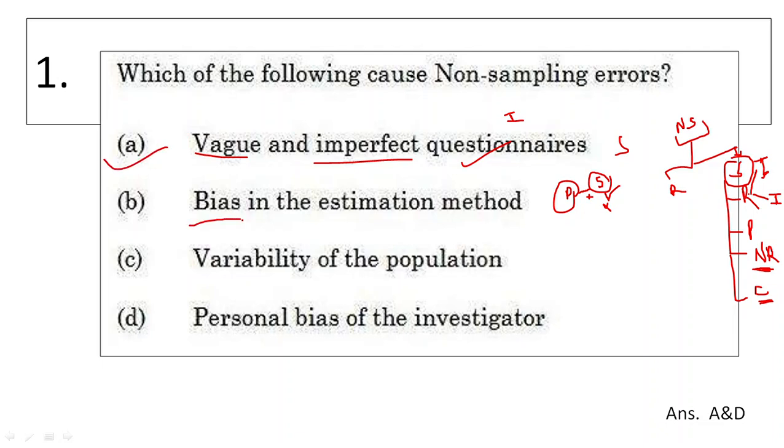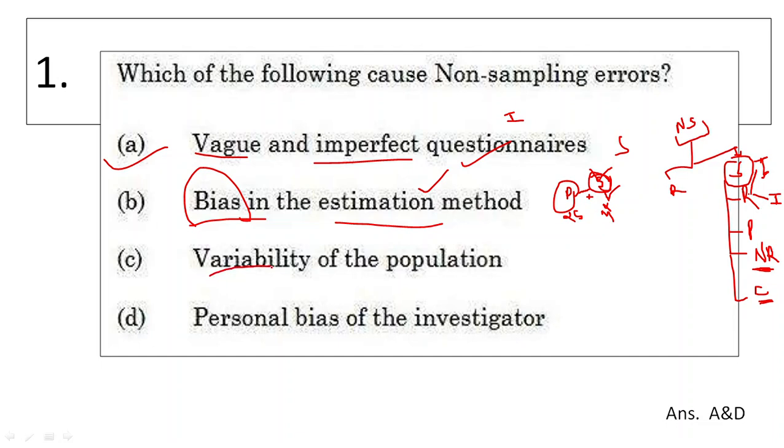Then comes the bias in the estimation method. Estimation is that you are estimating that a characteristic of the population is represented by the sample. Say the mean of the sample is 25, that means that this 25 is the mean of the population as well. But if there's bias, if there's error in the estimation method, in the estimation process, then that is a sampling error, because there's a bias in estimation. So this bias will cause no replication, no representation of the population in the sample. So that's why it's a sampling error.